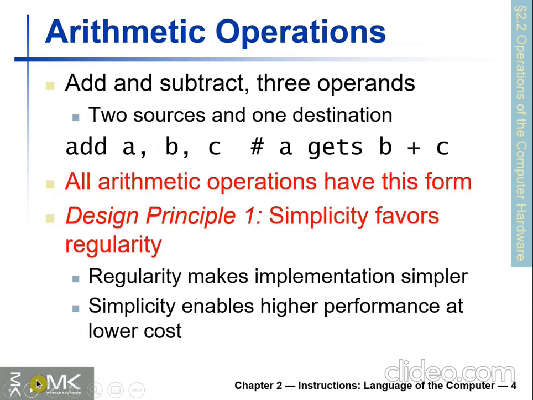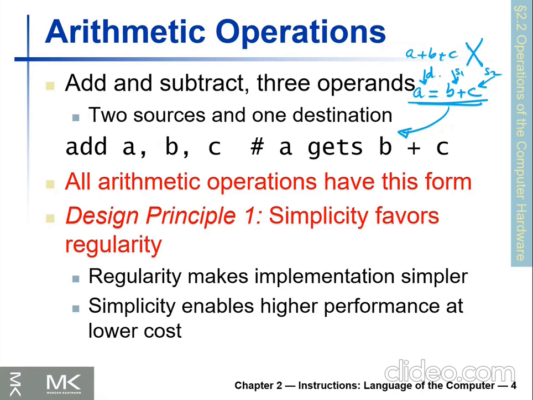So let's say you have an example here: add A, B, C. One may say this means we're going to add A plus B plus C. No, that's not the case. It's basically something like A equals B plus C. This is what we do, for example, in C or C++, and this is how we do it in assembly. So there are two sources and one destination: source 1, source 2, and destination.